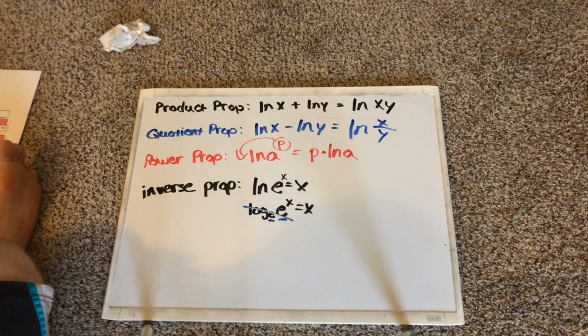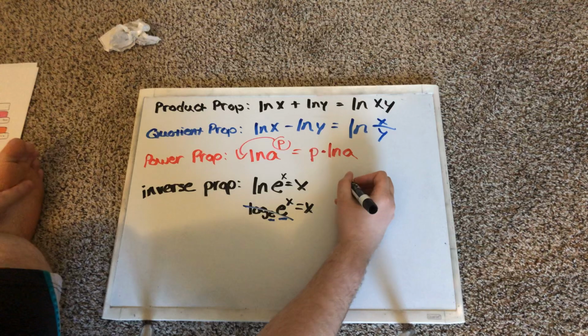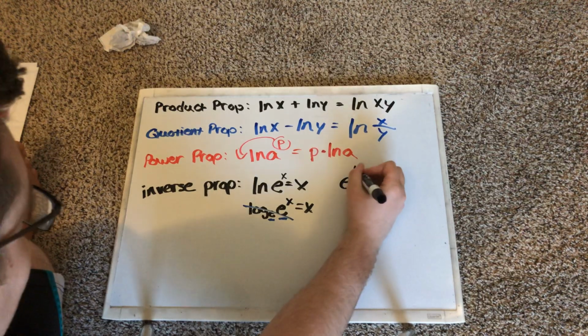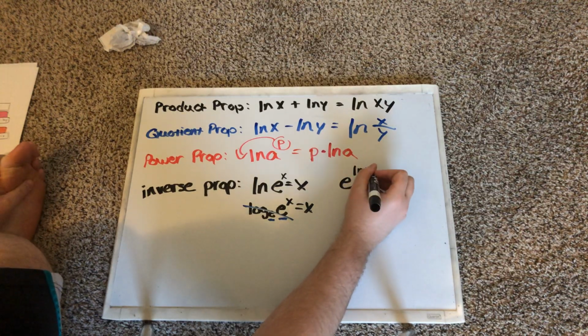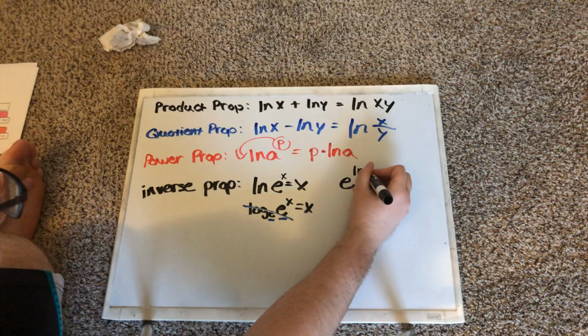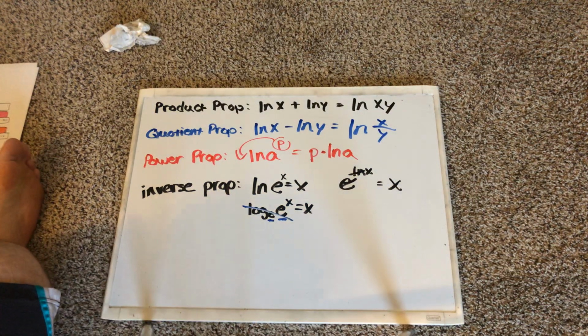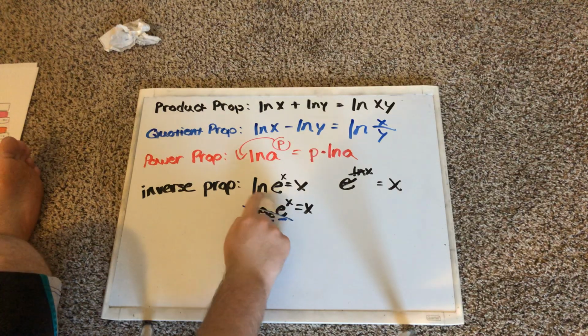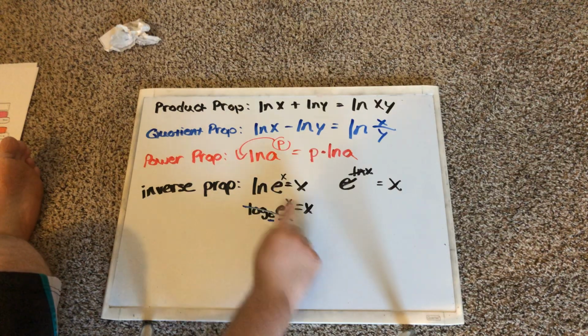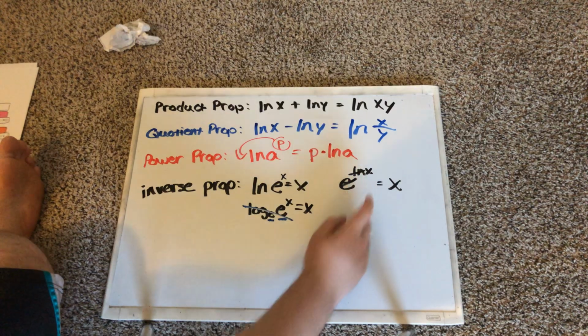So that's one of our inverse properties. The other inverse property is if I have e being raised to natural log x, the natural log and e can just cancel out, and we just have x. So if you have a natural log and an e right here, it completely cancels out. If we have e raised to a natural log, that's going to cancel out.